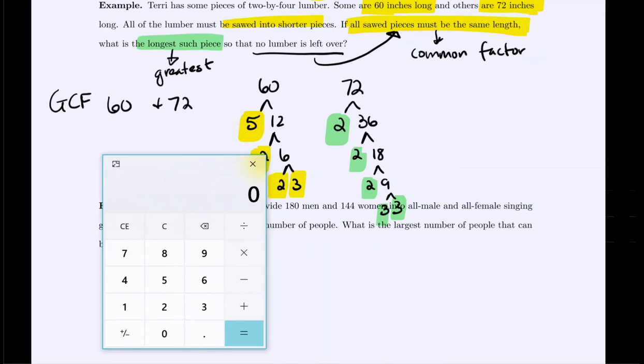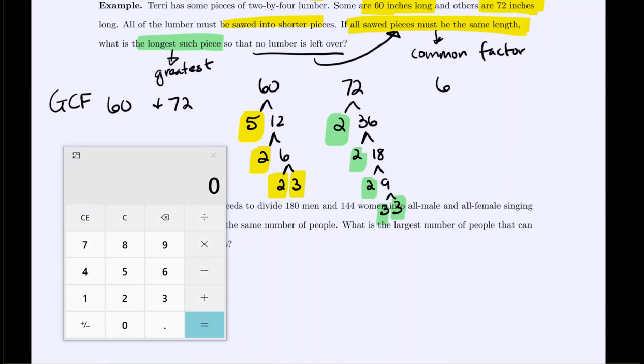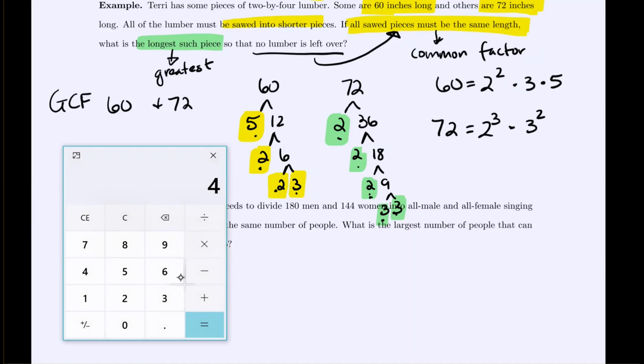So for our greatest common factor, 60 is 2 appears twice, so that's a 2 squared. We've got a 3 once and a 5. 72 is 2 occurs 1, 2, 3 times, so that's 2 cubed. 3 occurs 1, 2 times, that's 3 squared. We can verify these.